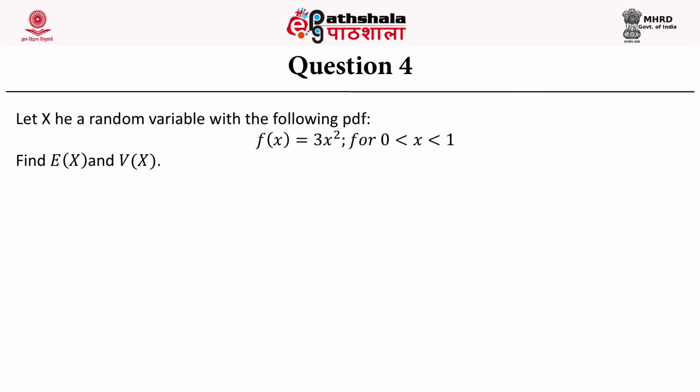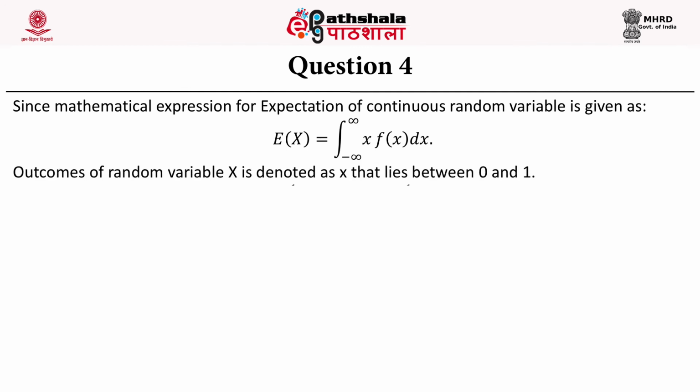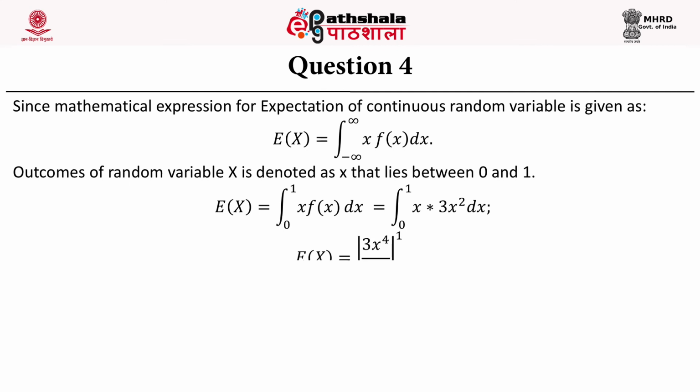So here we have an example. Let x be a random variable with the following PDF, f(x) is equal to 3x square, where x lies between 0 and 1. We are interested in finding the expectation and variance. Since the mathematical expression for expectation of a continuous random variable is given here as expectation of x is equal to integral from minus infinity to infinity of x f(x) dx. So the outcome of random variable x lies between 0 and 1.